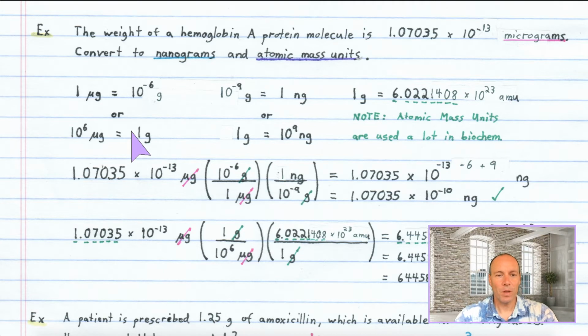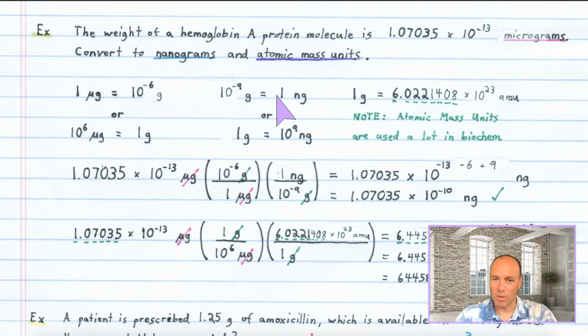So we can take our measurement in micrograms, and then using the first relation to build a conversion factor, we put the micrograms on the bottom to get rid of them, and we put the grams on top. So working our way through the calculation, the first conversion factor gets rid of micrograms and gets us to grams. And now we can use a second relation between grams and nanograms. 1 nanogram is 10 to the minus 9 grams.